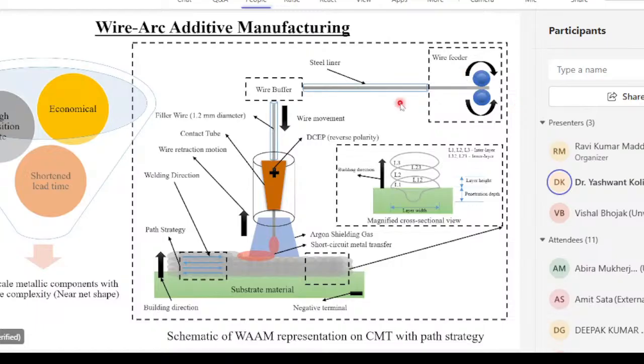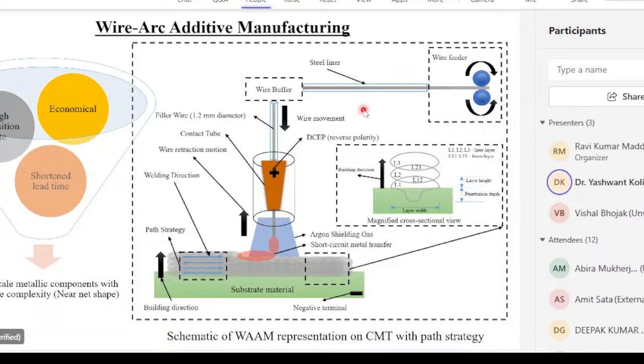Suppose we are fabricating hard materials, like steel, Inconel, nickel, titanium, so we have to use a steel liner. But if we are fabricating a softer material, for example aluminum, magnesium, or copper, then we have to use a Teflon liner. You cannot use a steel liner with a soft material. That is theoretically wrong, and it will be a major problem while depositing a material.